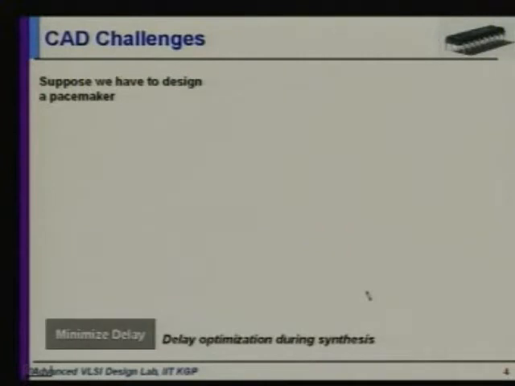So, again let us reiterate what are the challenges that we have to look at in the CAD area. Again we return to the example of designing a pacemaker. So we need to minimize delay. So delay optimization algorithms have to be there. We need to have algorithms which can synthesize the logic and minimize the delay in the logic.